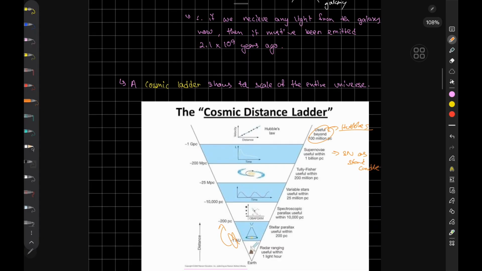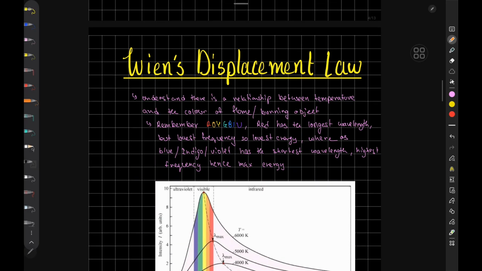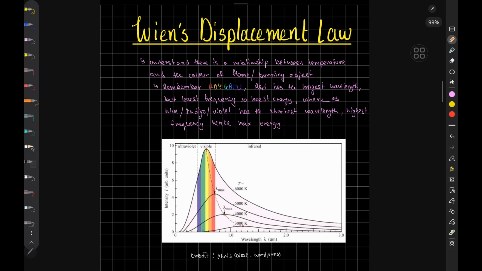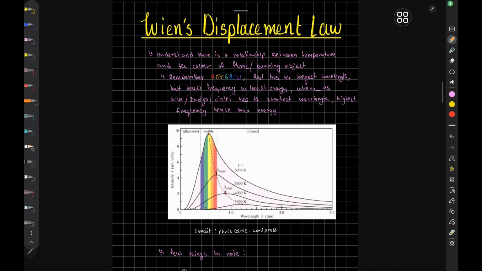So you guys shouldn't go back thinking, what on earth did I even study right now? You should be able to stitch back whatever I've thrown at you, right? That's the purpose of what I'm doing right now. The next thing we talk about is Wien's displacement law.